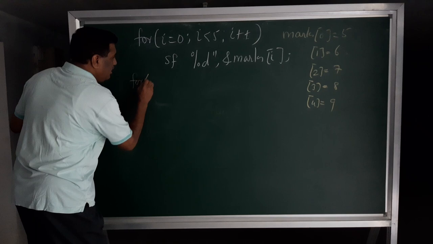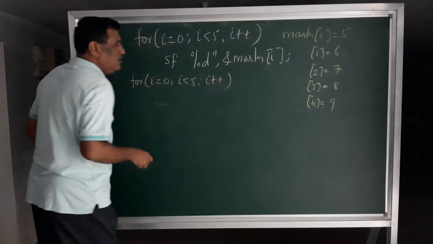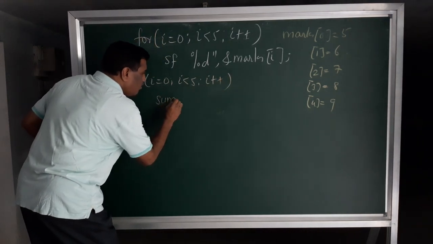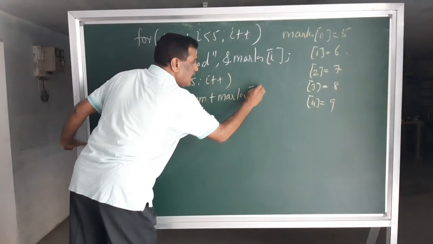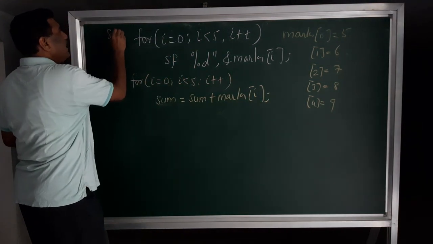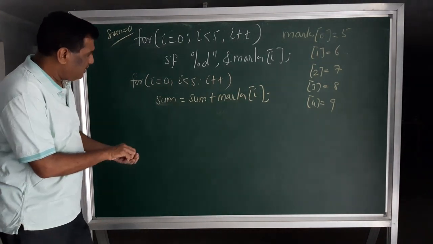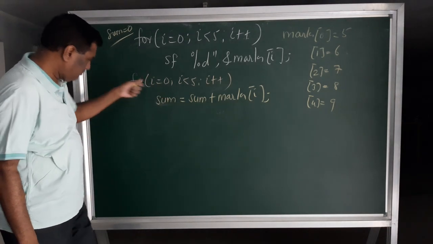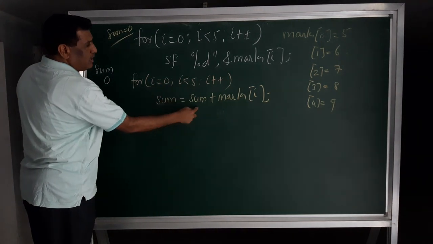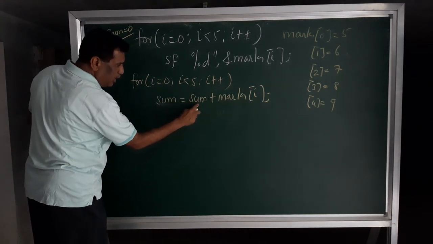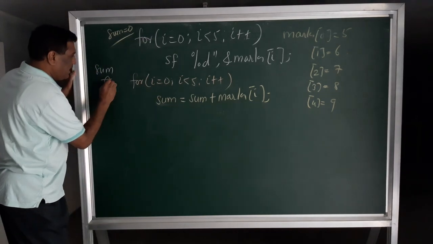I now say for I is equal to 0, I less than 5, I plus plus. I will say sum is equal to sum plus marks of I, semicolon. Of course, I will be initializing the value of variable sum as 0, right? Now watch out, how does this work? What is the value of I? I is 0, my sum is also 0, 0 less than 5, control comes here, sum is equal to sum plus marks of I, that is 0 plus marks of I. I is 0, so marks of 0 is 5. So 0 plus 5, sum becomes 5.